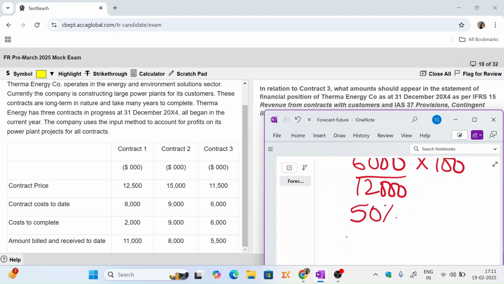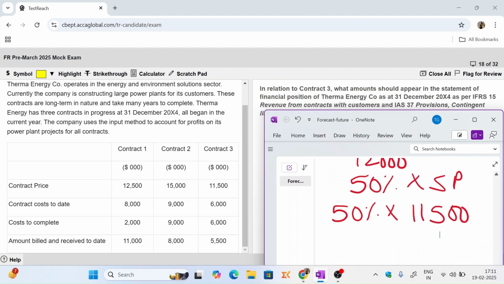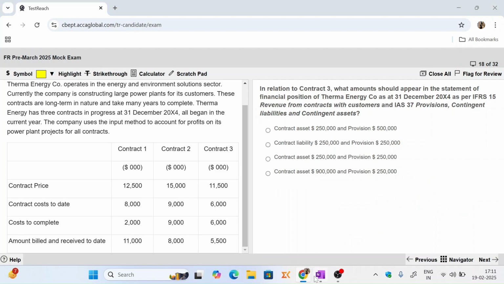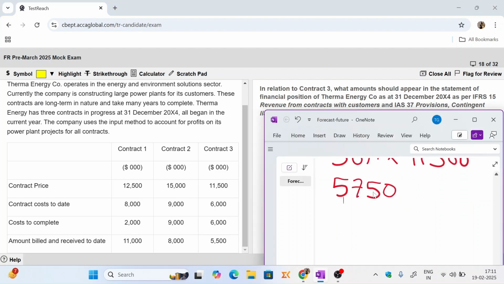So that means 50% of the selling price is what your revenue should be. Your revenue is going to be 50% multiplied by 11,500. If you multiply 11,500 with 50%, you're going to get 5,750. So this is what you should have billed to your customer. And how much have you actually billed? You have only billed $5,500 to your customer. So you should have billed more, and you've actually billed a lesser amount.